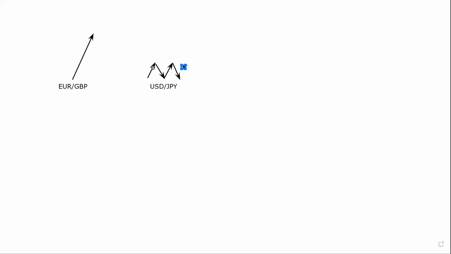Okay, so there is no directional bias here. There is no relationship between USD JPY and Euro GBP. When Euro GBP is going down, again, USD JPY is moving in a range. In here we don't have any correlation. When two asset classes have no directional relationship, we call those assets as having no correlation, or zero correlation.